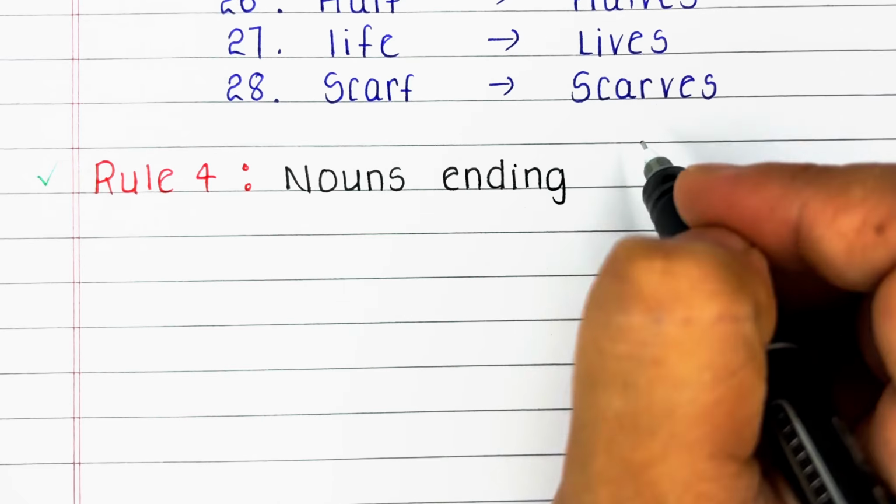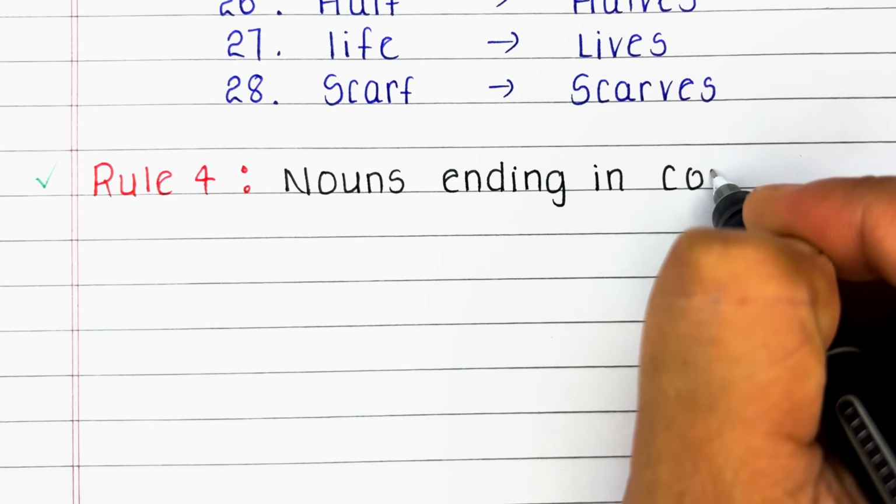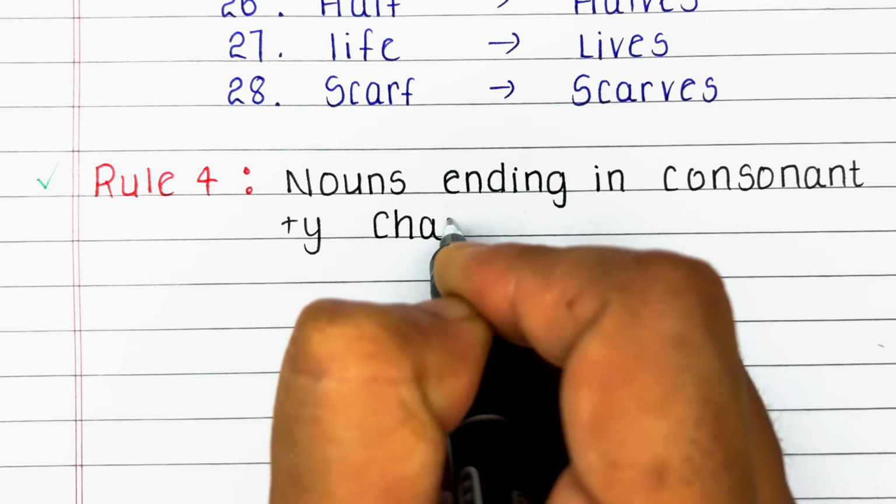Next is rule number 4. When a noun ends in a consonant plus Y, we will remove the Y and will add IES.